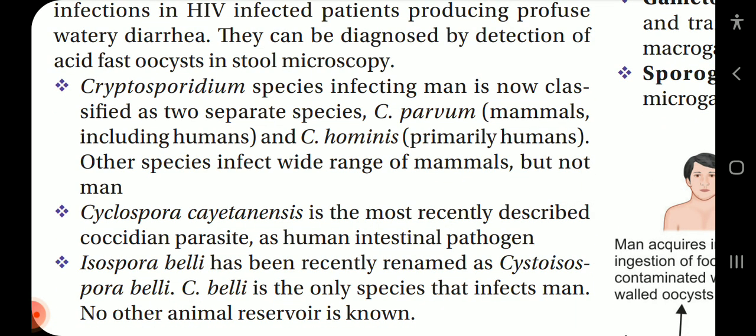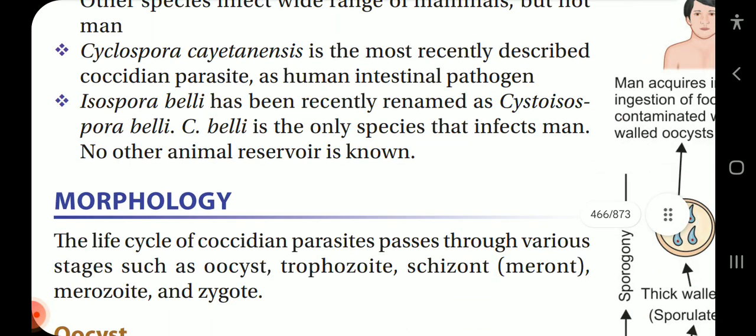Cryptosporidium species infecting man is now classified into two separate species: Cryptosporidium parvum, infecting mammals including humans, and Cryptosporidium hominis, primarily humans. Other species infect a wide range of mammals but not man. Cyclospora cayetanensis is the most recently described coccidian parasite as a human intestinal pathogen. Isospora belli has been recently named as Cystoisospora belli. So, C. belli is the only species that infects man. No other animal reservoir is known.